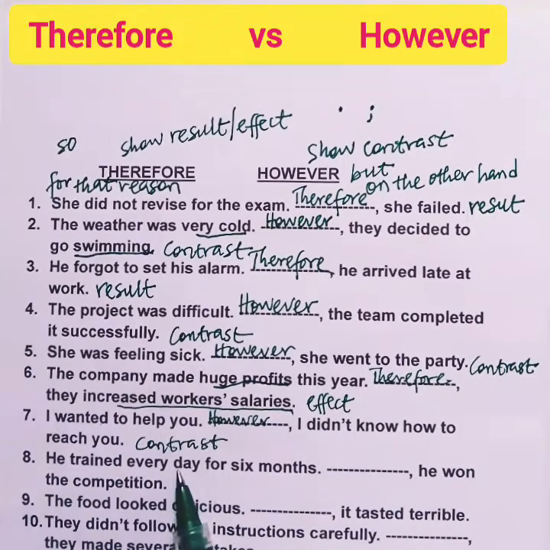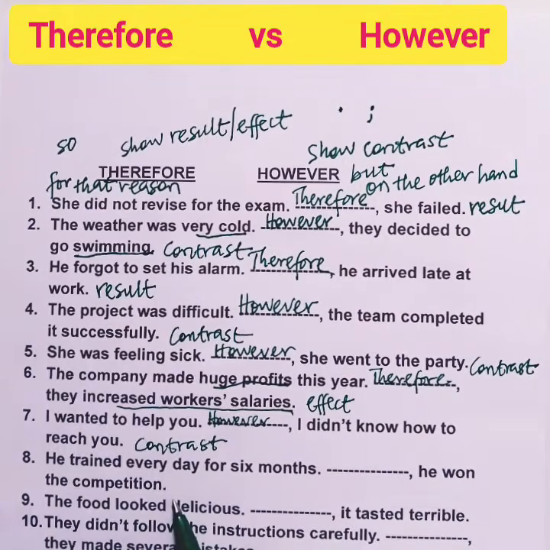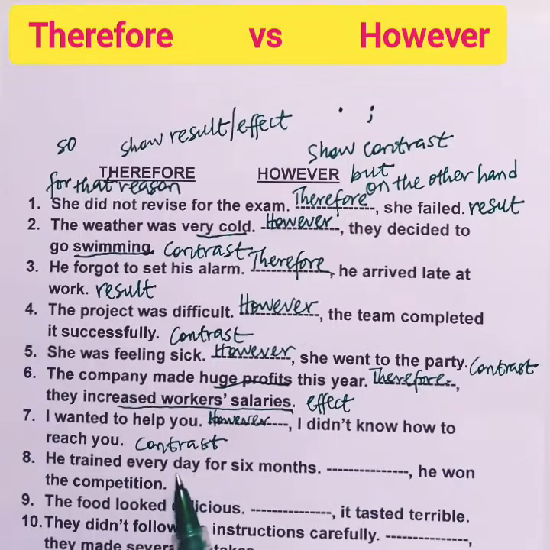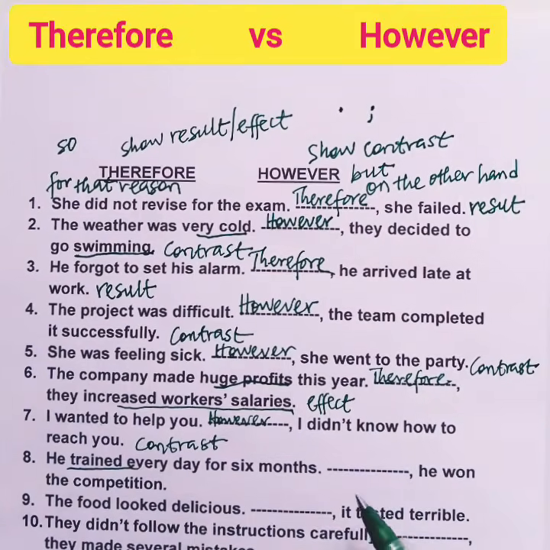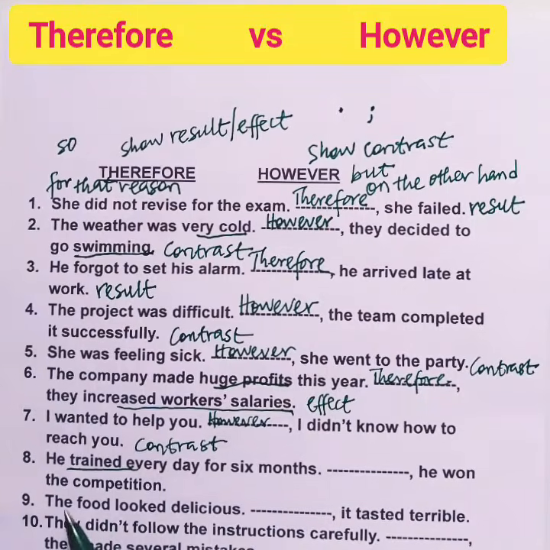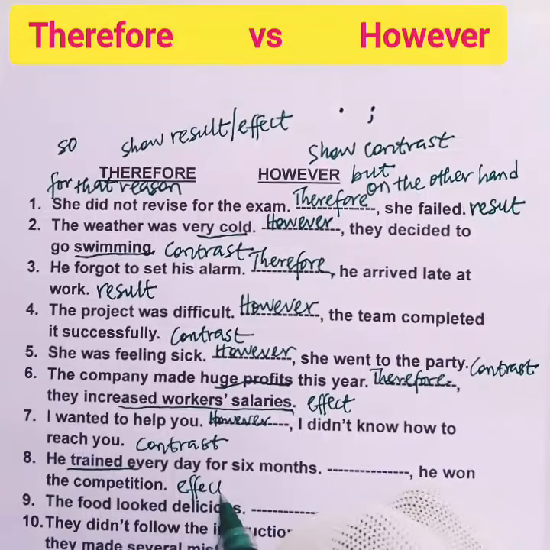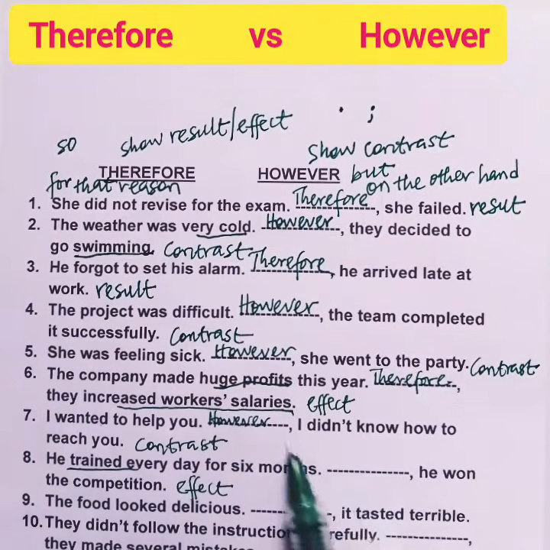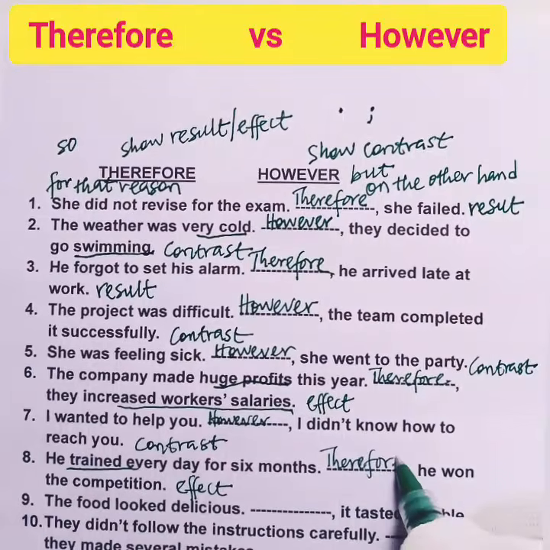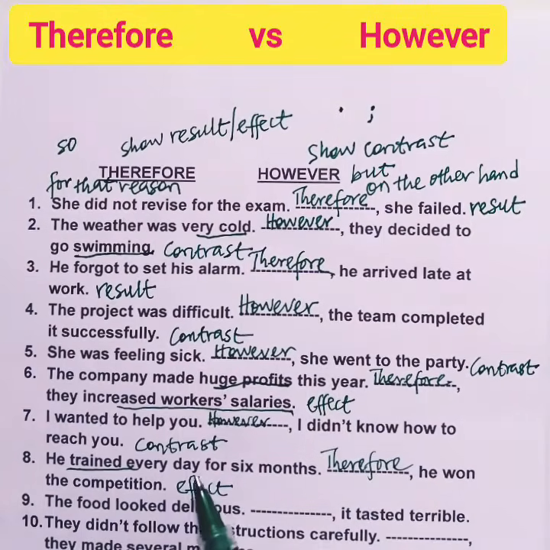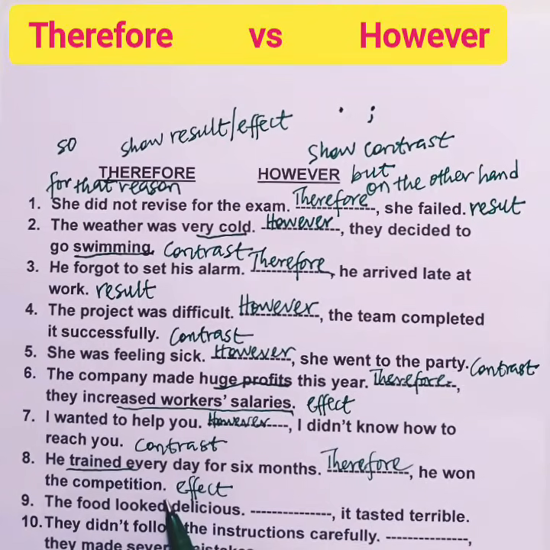8. He trained every day for 6 months. Blank, he won the competition. Here, we're talking about someone training seriously for 6 months. And what happened? He won the competition. So this is the effect of the training. That means the correct word is therefore. He trained every day for 6 months, therefore he won the competition.